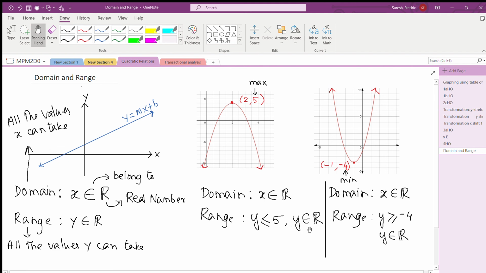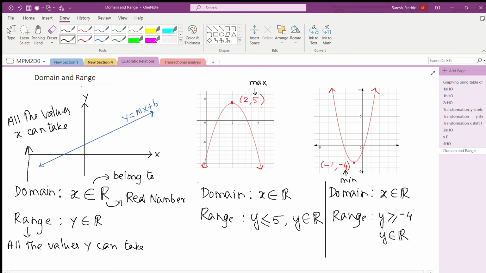And here on the second one, we are saying that y belongs to real numbers, which means it takes integers, fractions, decimals, zero, all the numbers that you are familiar with. If you look at the second parabola, you notice there is a minimum value. The graph is opening up. So the smallest value y can take is negative 4, which means all the other values have to be bigger than this negative 4. So it's bigger than or equal to negative 4 because y can equal negative 4 as well. And you'll have to say y belongs to real numbers.